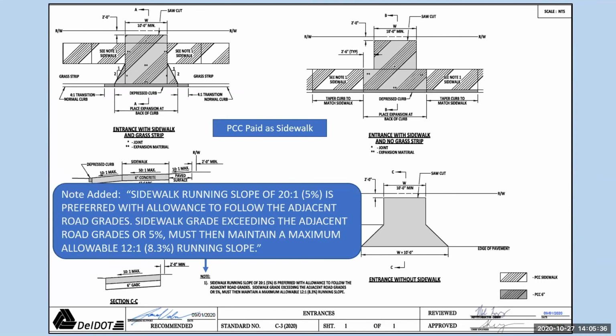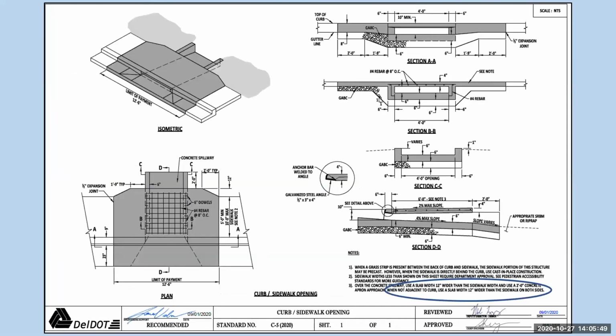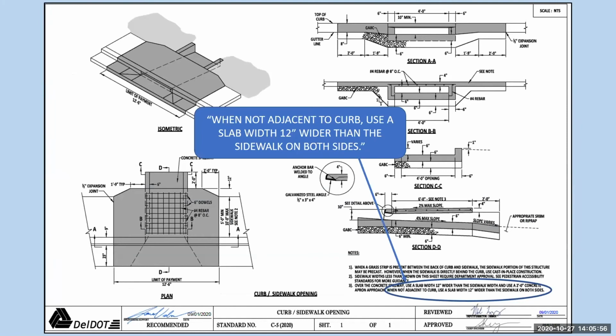For concrete entrances, the PCC is paid as sidewalk. And for paving sections, plans must include a paving section and payment for it. That's for an entrance without sidewalk. On the curb sidewalk opening, you see the circled note down there. And that just says that when you don't have an adjacent curb, your slab width has to be 12 inches wider than the sidewalk on both sides where you have the curb or sidewalk.